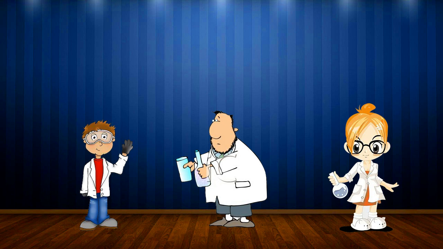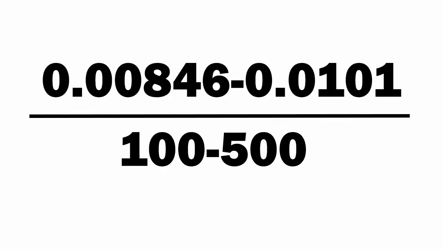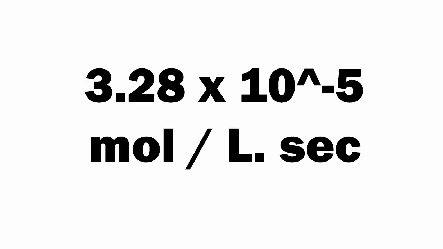We can compute the reaction rate using this formula. Let's try it out. Let's solve this given problem. Concentration final is equal to 0.00846. Concentration initial is equal to 0.0101. Time final is equal to 100 seconds. Time initial is equal to 50 seconds. Let's find the change in concentration and time and divide the change in concentration by the change in time. Now, we arrive at an answer of 3.28 times 10 raised to negative 5 mole per second.